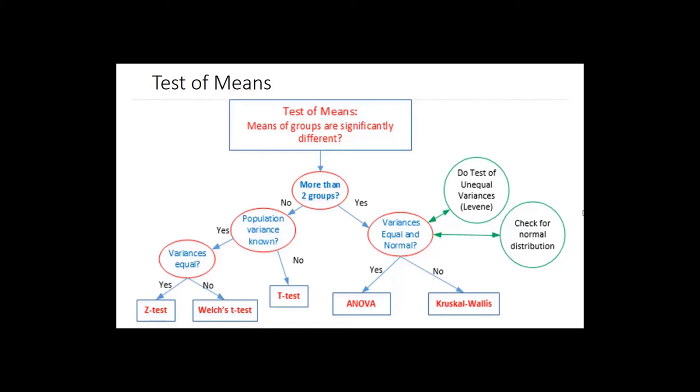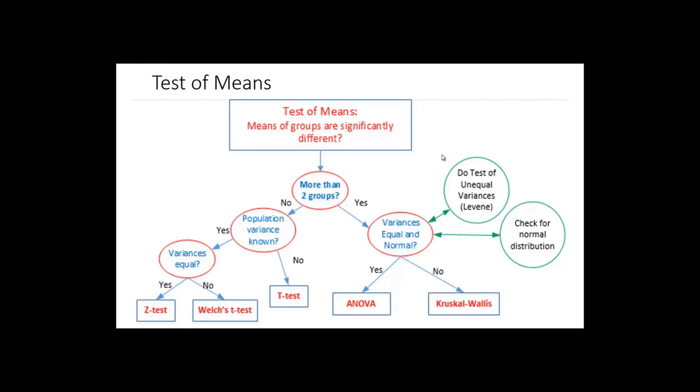Well, the first question, if the answer is yes, if we do have more than two groups, then our first candidate test is ANOVA, because parametric tests are always better than non-parametric. They have more power of detection of the differences.